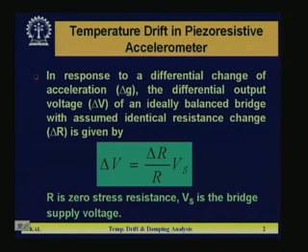Some definitions first, let us define. Sensitivity is one important aspect, so that we will define. Before that, the output voltage, how much we get when the bridge is unbalanced. That, as I mentioned, will be delta R by R into Vs, where delta R is the change of resistance, R is the zero stress resistance, and Vs is the supply voltage. Accordingly we will get the delta V.